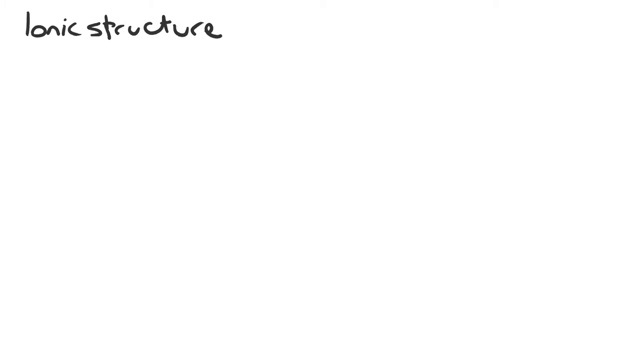In this video we're going to look at ionic structure. The structure of a substance allows us to determine what kind of physical properties it will exhibit. By physical properties I mean melting points, whether they dissolve in water, whether they conduct electricity and things like that.